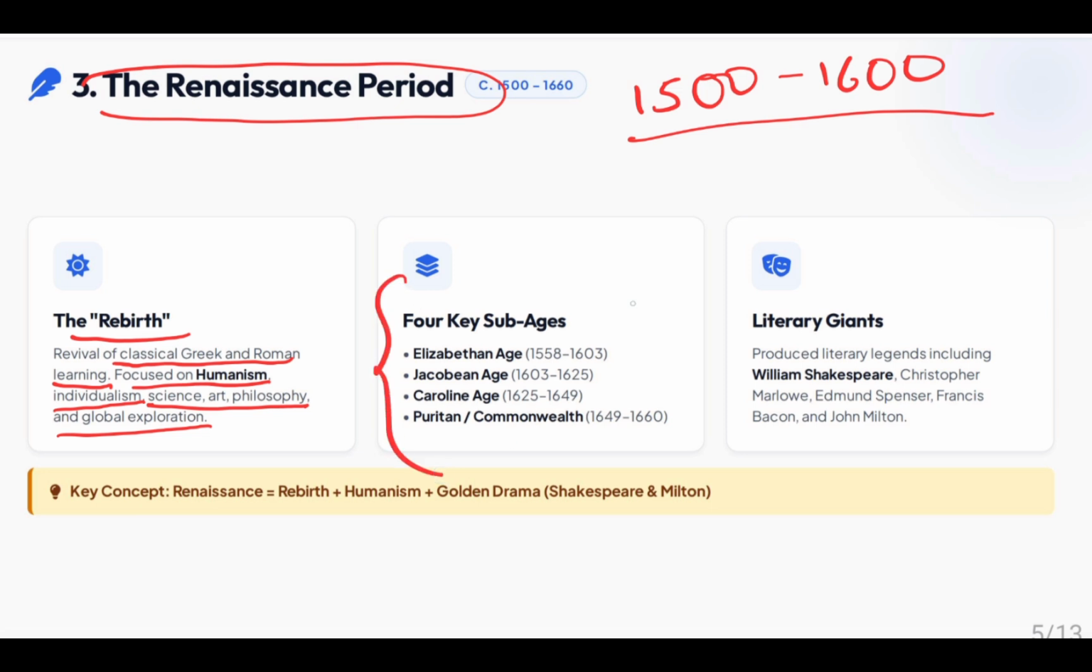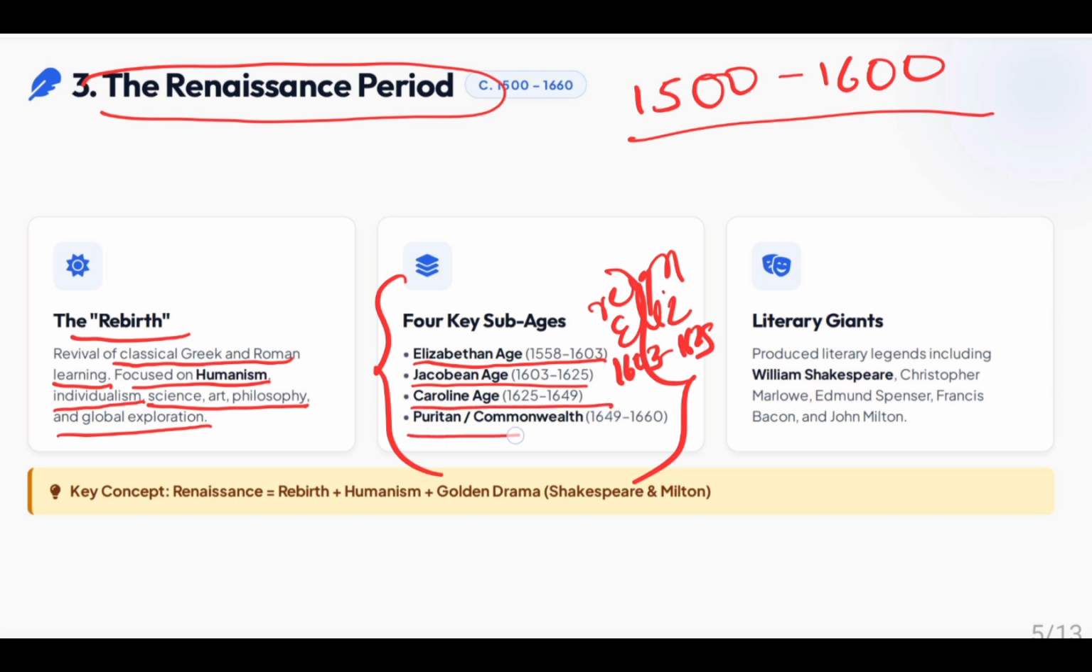These are the four subdivisions of the Renaissance period. First is the Elizabethan age, from 1558 to 1600, the reign of Queen Elizabeth. Then the Jacobean age, from 1603 to 1625. Then the Caroline age, and then the Puritan age, which is also known as the Commonwealth. So these are the periods.